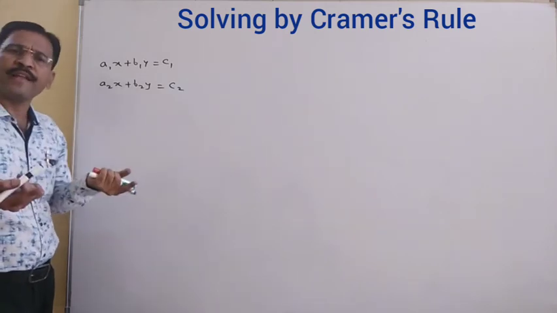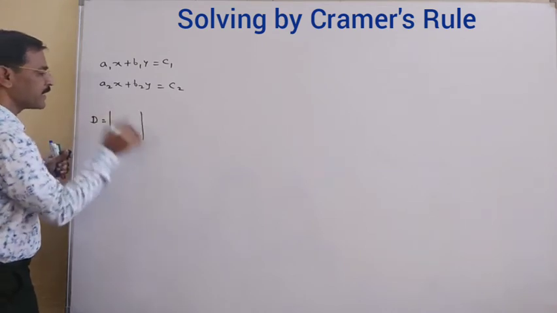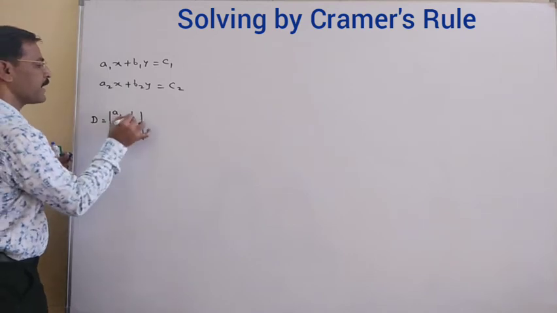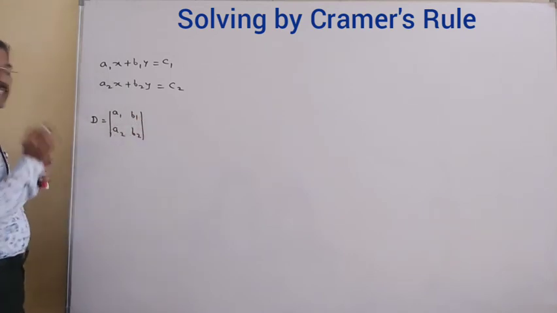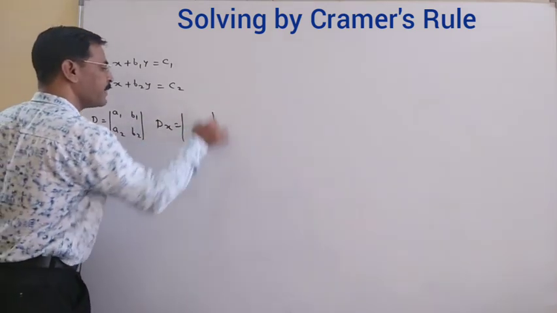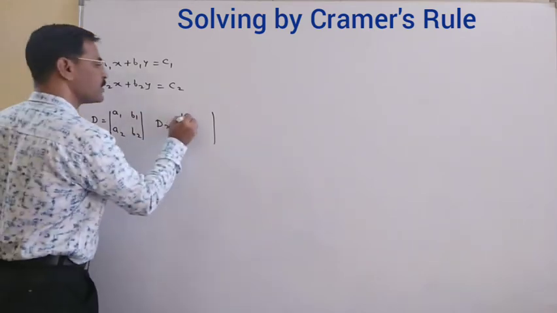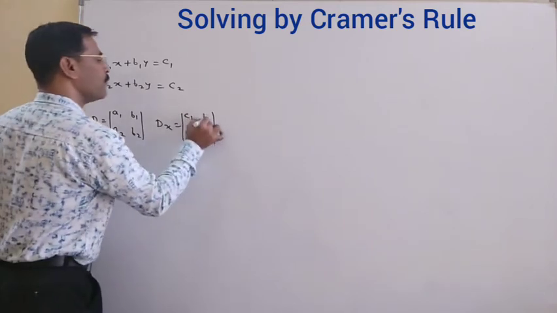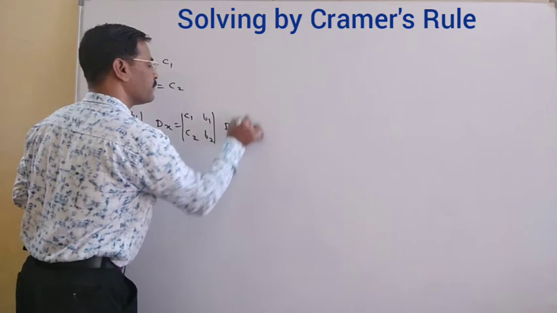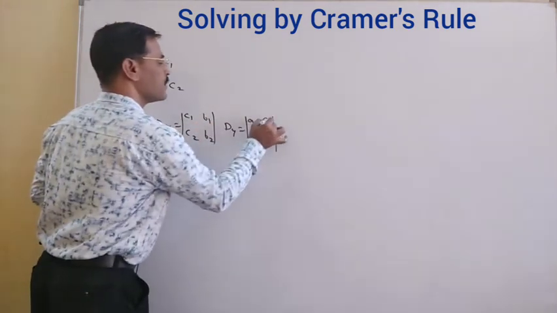So how to solve that one? First of all, we have to find D, and that D is nothing but the determinant with a1, a2 on one side and b1, b2 on the other. This is D, D for determinant. Here it is Dx, which is again a determinant, but for the variable x: c1, c2, b1, b2. This is Dx. And afterwards Dy, which is nothing but a1, a2, c1, c2.